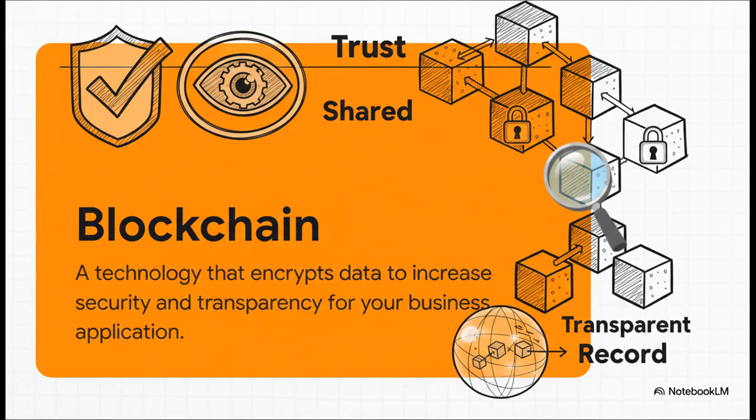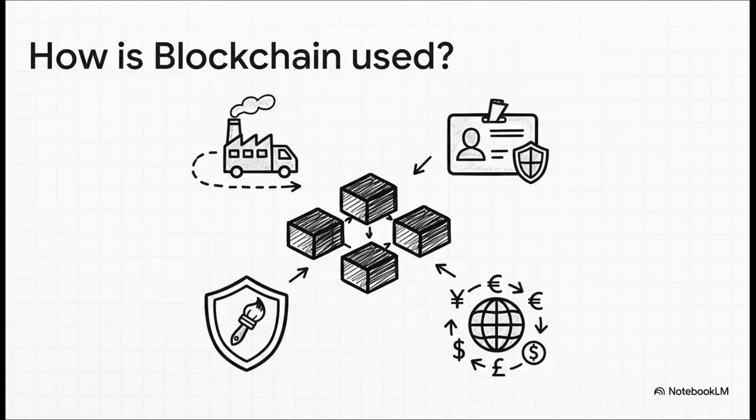Next up, let's talk blockchain. And look, let's cut through all the hype for a second and just focus on one single word: trust. At its core, blockchain is a way to build a shared, secure, and totally transparent record of information. For your app, this means you can create a system where data and transactions are incredibly secure and, importantly, can't be messed with. So what can you actually build with that trust?